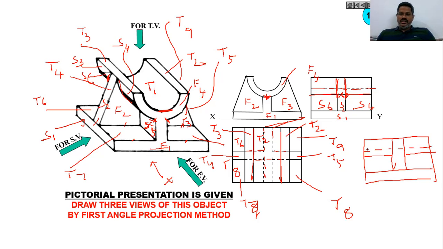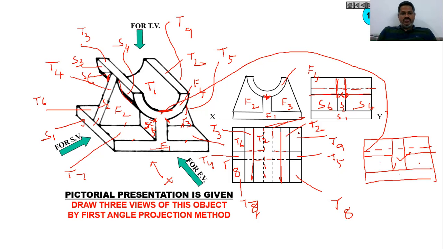So this dotted line represents this edge, and this inclined surface represents this face, and this one, this one, this one, and this one. This is exactly the left side view of this component.